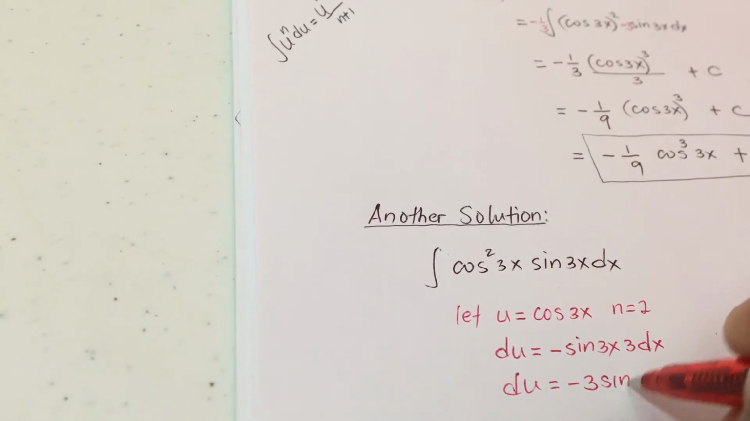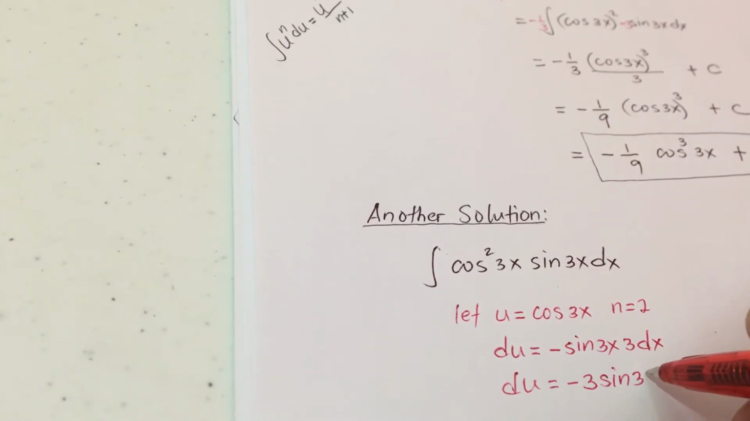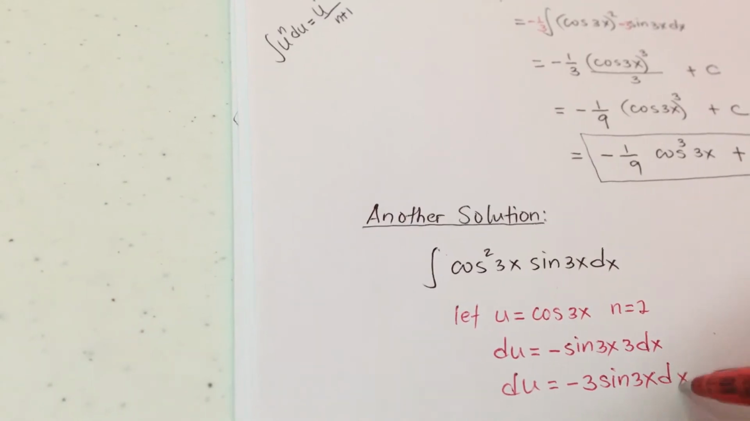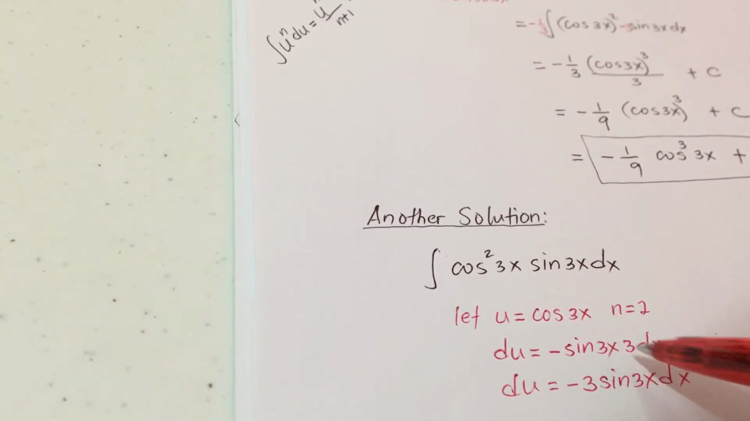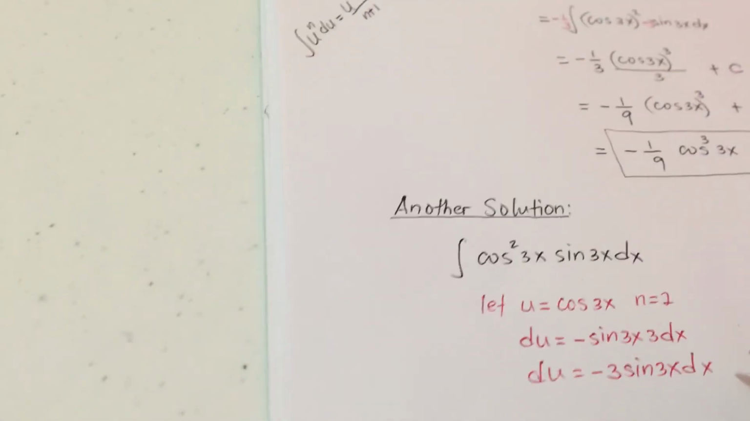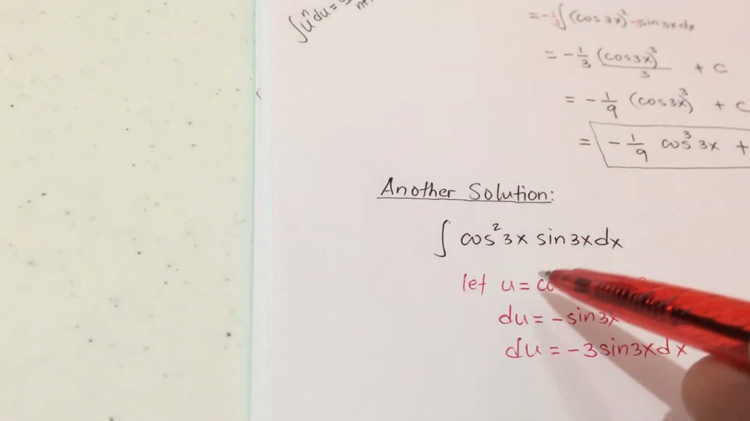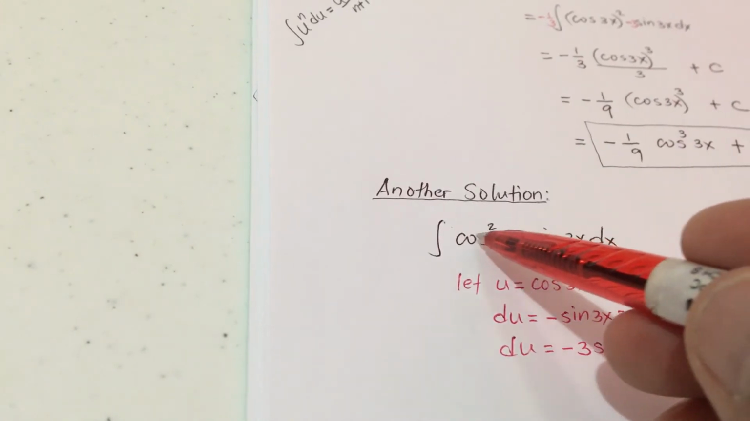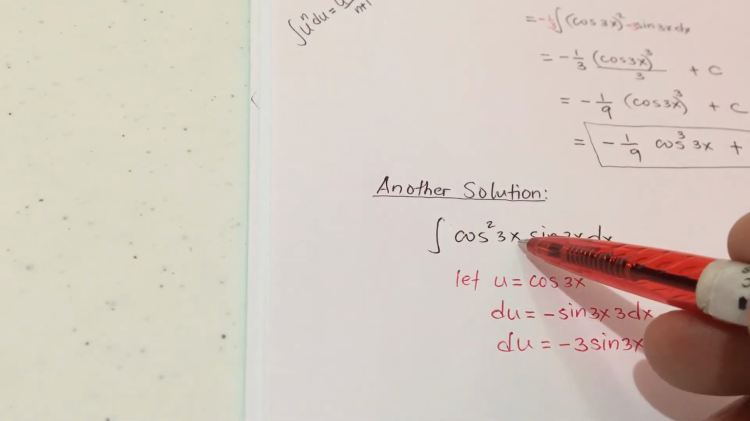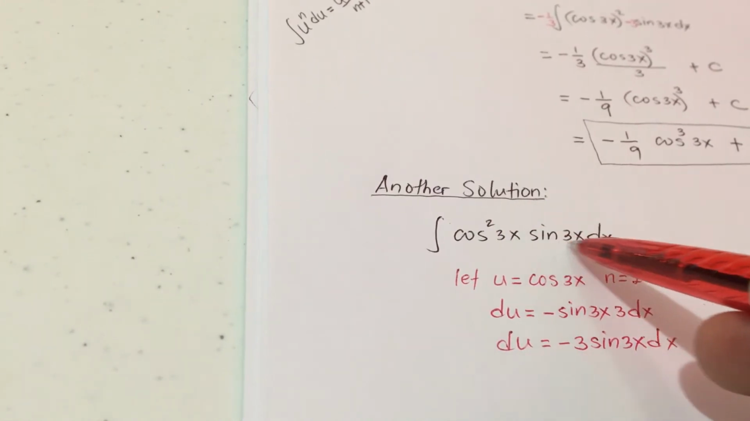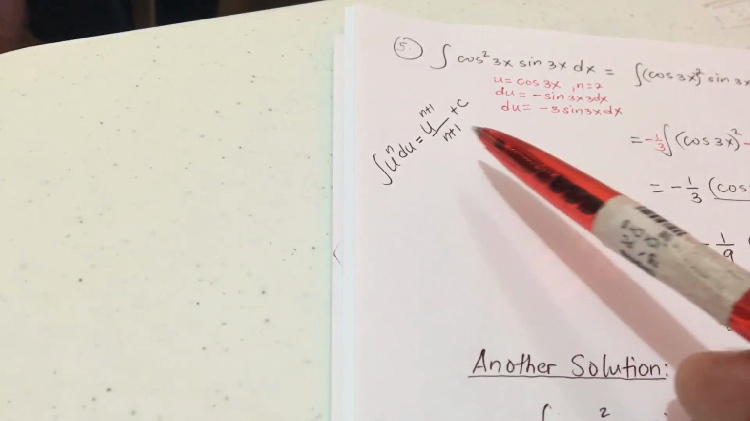So sine 3x dx. So avoid multiplying 3 and 3x. That should not be the way to do it. And then we have u equal to cosine 3x. So we let this part here as our u. So we have now integral of u to the n, supposedly du, so that we can follow this formula.